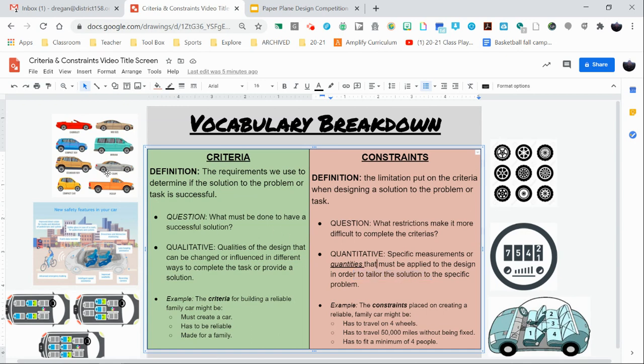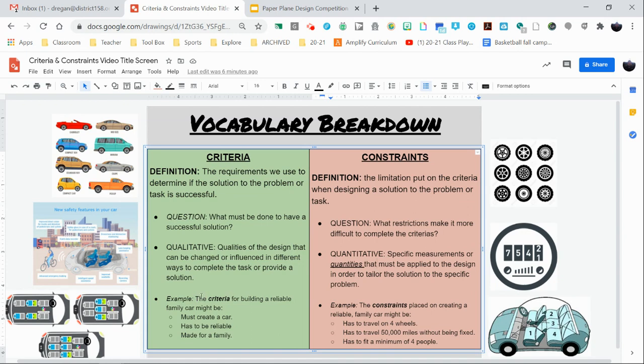If you notice, we have some car pictures on the side. So an example, when we look at criteria, maybe you're a business that makes cars, right? And as a business, you've decided that you have some criteria that must be met when it comes to building your cars.